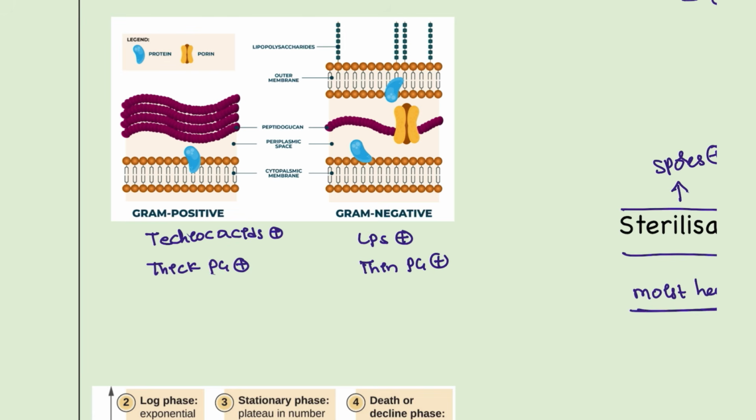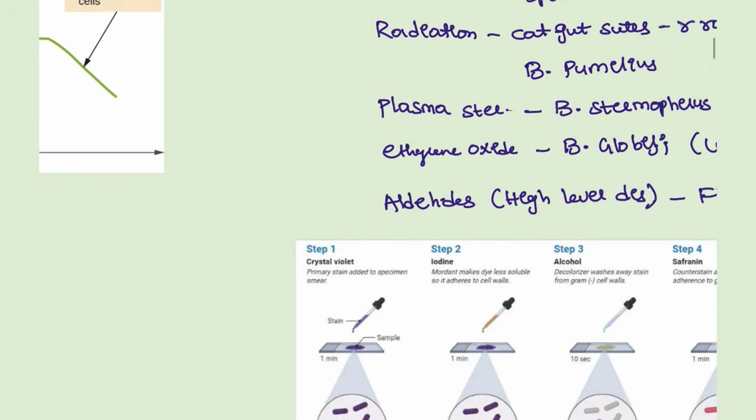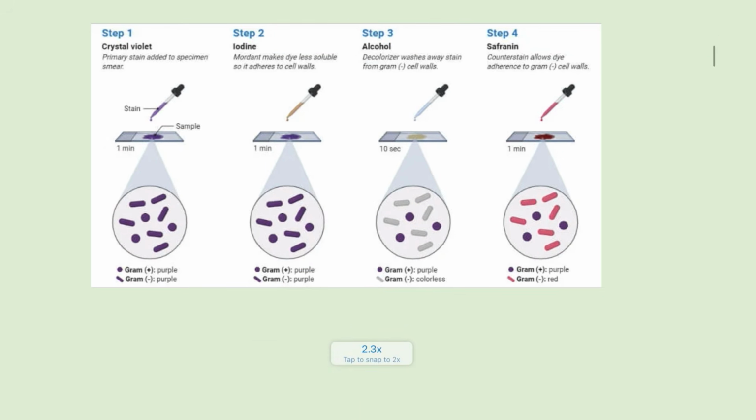A thick peptidoglycan membrane is seen in the gram positive, and a thin peptidoglycan membrane in the gram negative. On the gram stain, the gram negative will be pink, and the gram positive will be blue or purple. So how is the gram stain performed? Basically there are 4 steps.